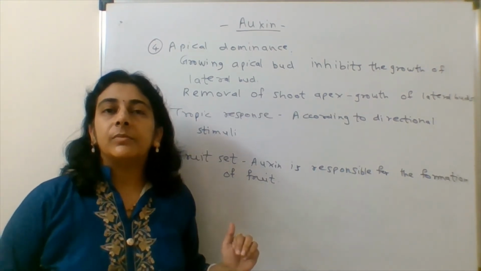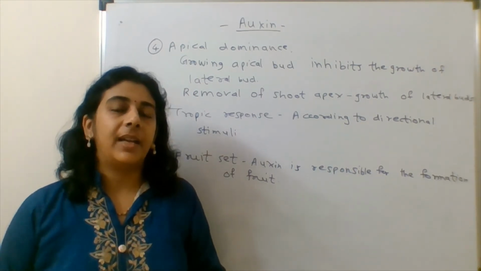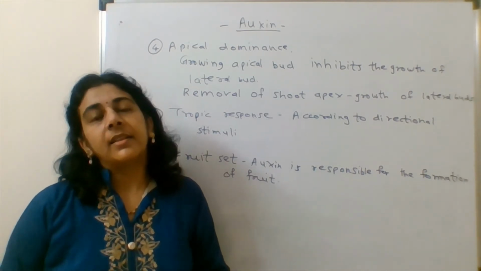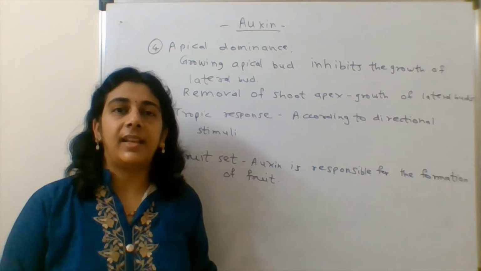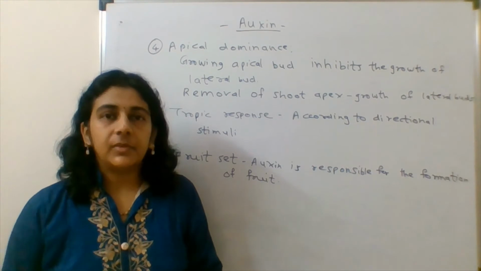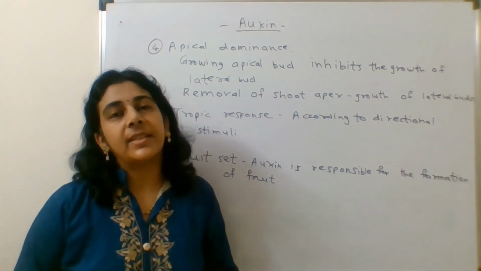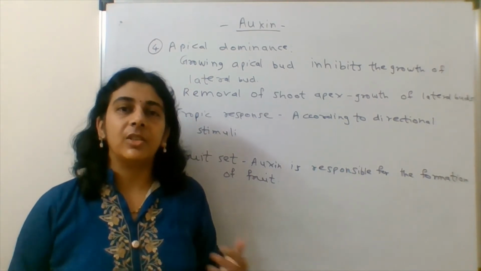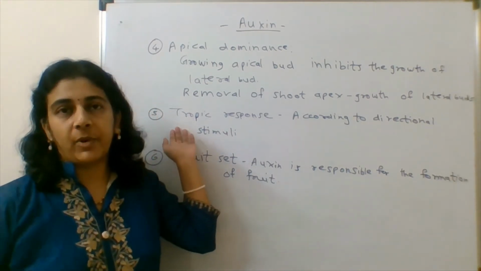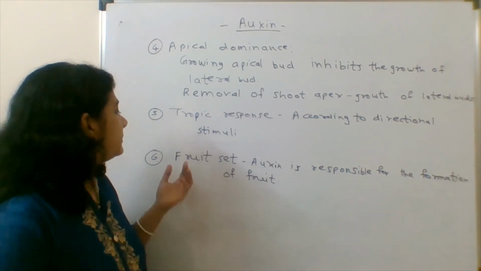Then another is tropic response. We must be knowing that plant shows geotropism and it shows the phototropism also. That is, plant grow towards the light as well as roots of the plant grow towards the land. That is what geotropism is. So this geotropism and phototropism are the phenomena shown due to the presence of auxin in the plant. So this is a tropic response, which is one of the physiological role of the auxin.